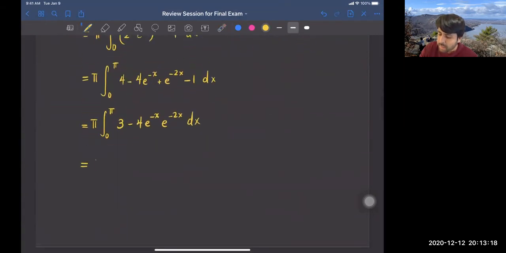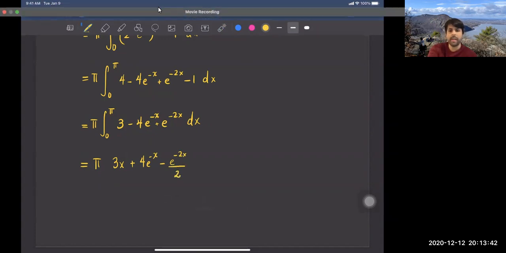So this would be what? Equals pi. And then we take the antiderivative. So it becomes 3x. Then this becomes what? Plus 4e to the negative x, right? Because we take the antiderivative. This negative here pops up. And then this becomes, sorry, this would be a plus here. This becomes negative e to the negative 2x over 2.